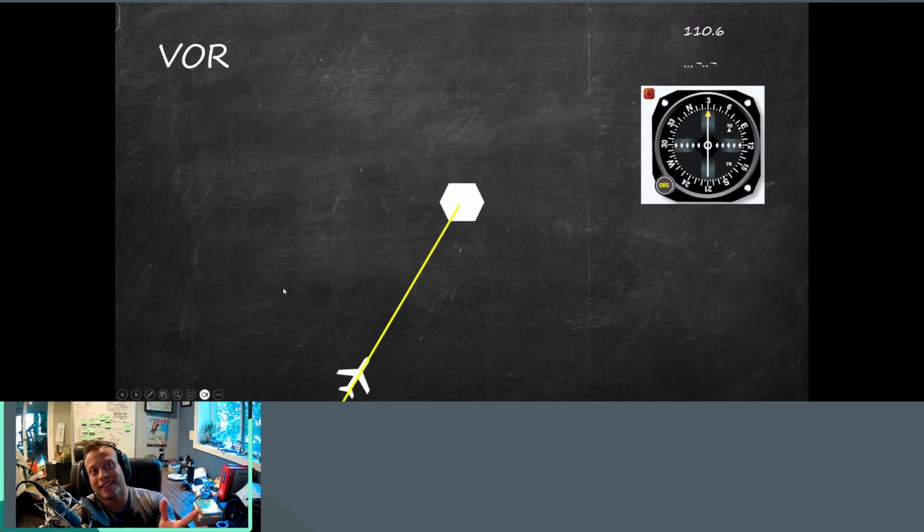So again, the VOR does not care where your nose is pointed. It only tells you your position relative to a course or radial you have selected. So this aircraft could be pointed in any direction, and this instrument would tell you the same information here. In this case, I've put your nose pointed to the station just to make things easy.